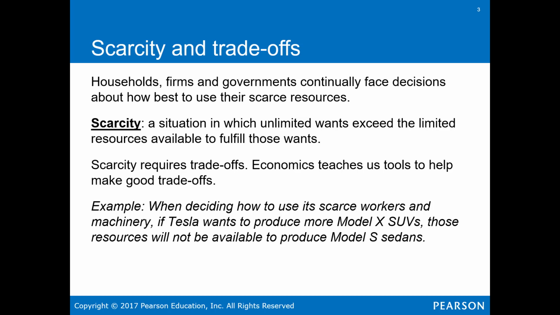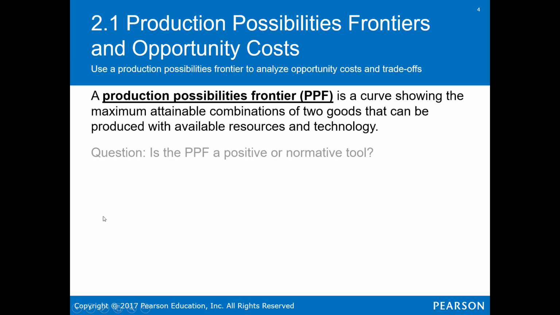When deciding how to use your scarce resources, workers and machinery, if Tesla wants to produce more of the Model X SUV, those resources will not be available to produce the Model S sedans. And this is kind of the basis of all these decision makings that we study in economics.